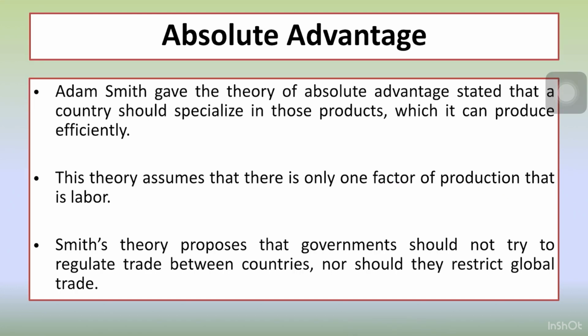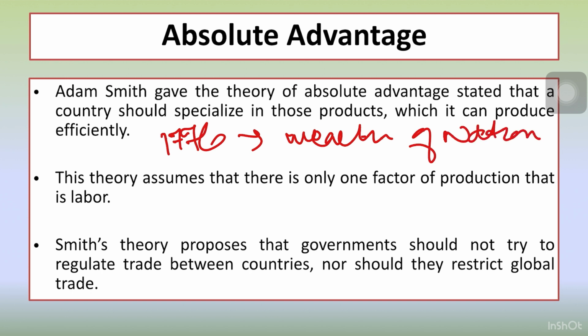The next theory we have is of absolute advantage, right? So this theory was given by Adam Smith in the year 1776. He wrote a book, that is Wealth of Nations. Okay, so in Wealth of Nations, what he did was, he criticized badly the theory of mercantilism. We've already studied this, right, in the previous theory, mercantilism.